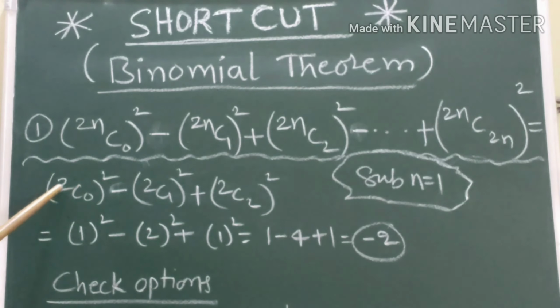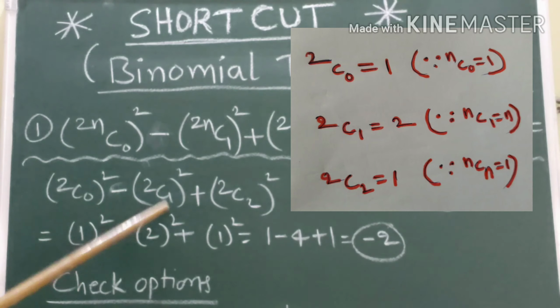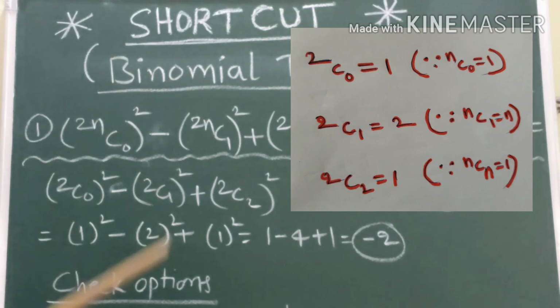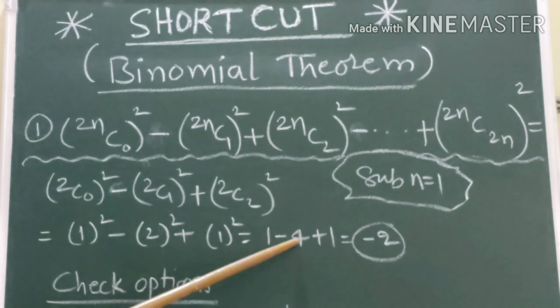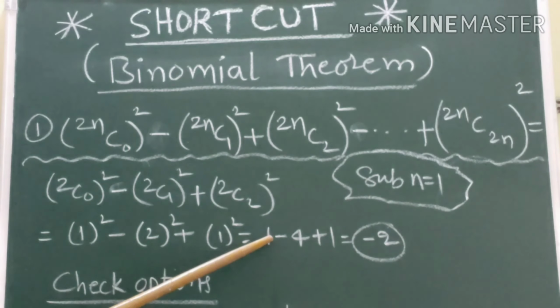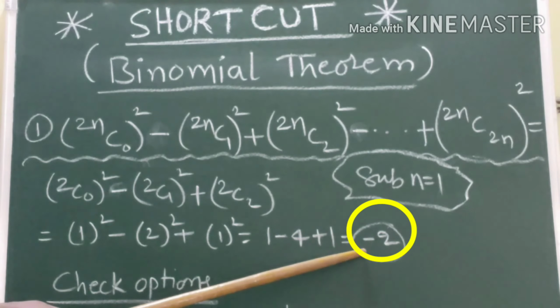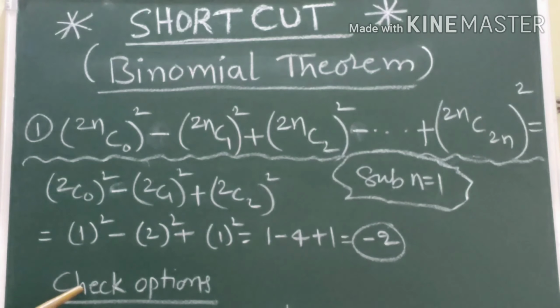Now let us see, 2c0, the value is 1 square, minus 2c1, value is 2 whole square, plus 2c2, value is 1 whole square. 1 square means 1, minus 2 square is 4, plus 1 square is 1. Here 1 minus 4 plus 1 is minus 2, and this is the value of the given problem. Now let us check the given options.